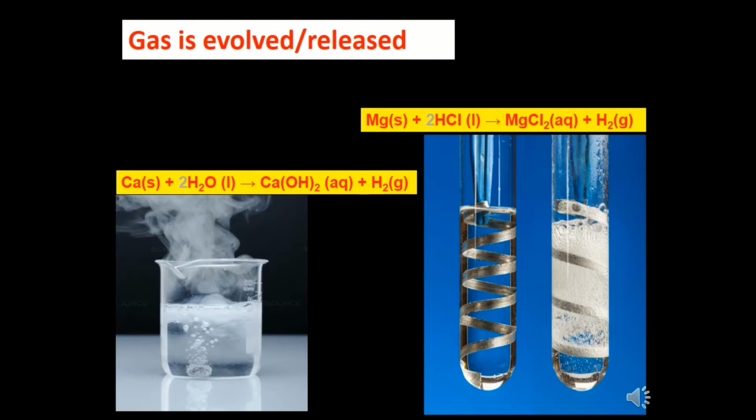The other one is calcium. If you have a calcium metal and you add it into the water, you have calcium hydroxide plus H2 gas. Still you can see the smoke coming out. Actually, this is some of the vapors as well as hydrogen gas.